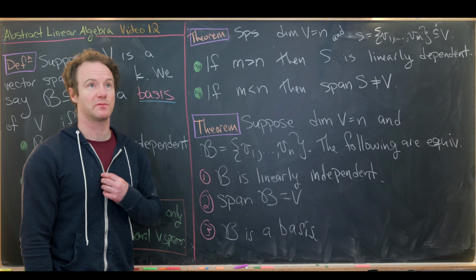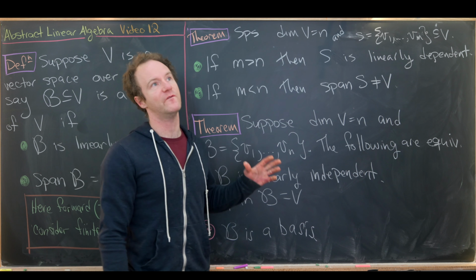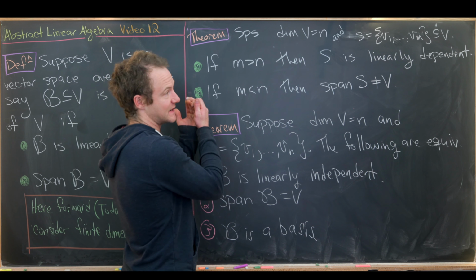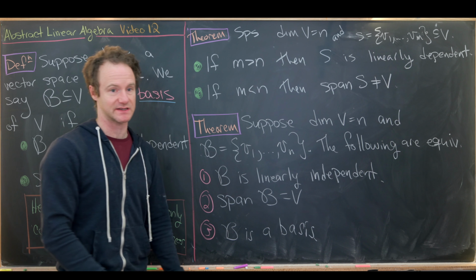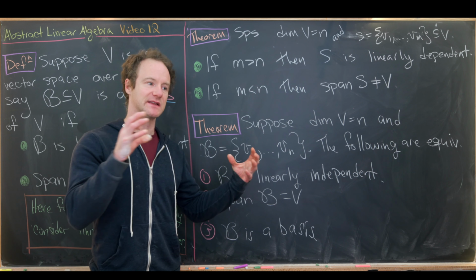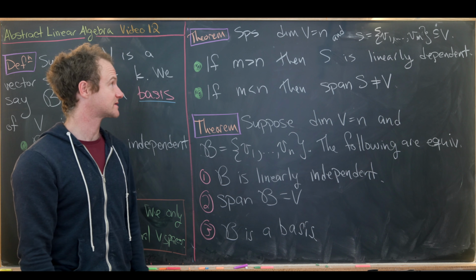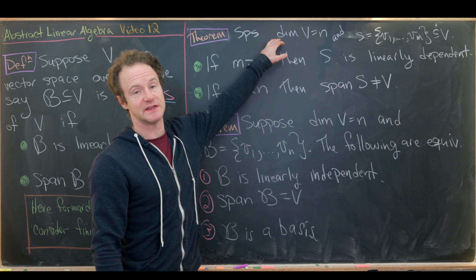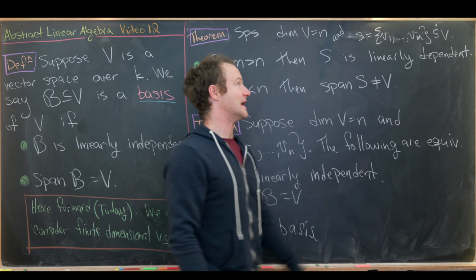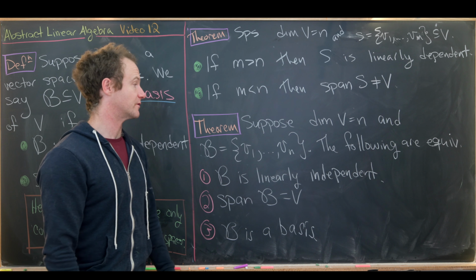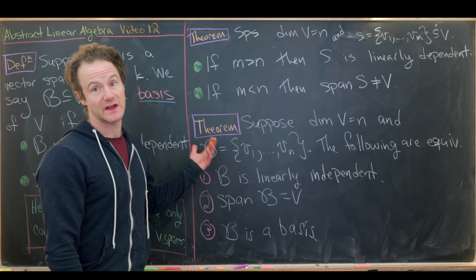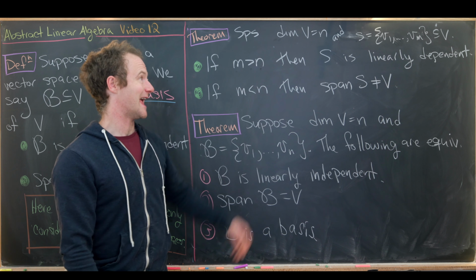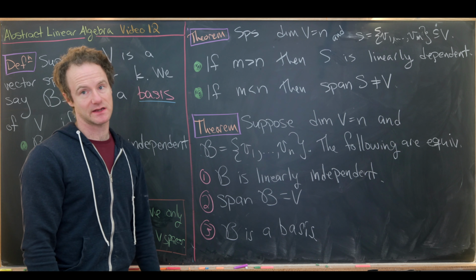So I'll present the next couple of results without proof, as they follow very quickly from the theorem that we previously proved about a linearly independent set being extendable to a basis and a linearly dependent set being contractible to a basis. So let's look at this first one. We start with an n-dimensional vector space V and a set of m vectors, v1 through vm, and those are vectors in V. Then if m is bigger than n, then S is linearly dependent.